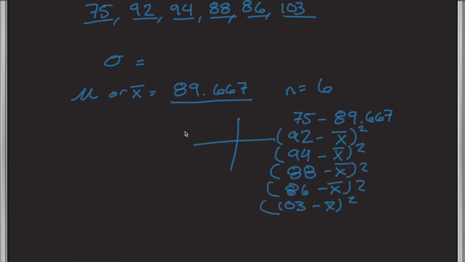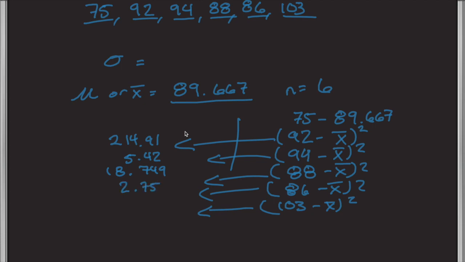If we take all of these values and do the math here, we end up with a total of 214.91, 5.42, 18.749, 2.755, 13.39, and 177.6889. These are the values that we ultimately want to sum together.